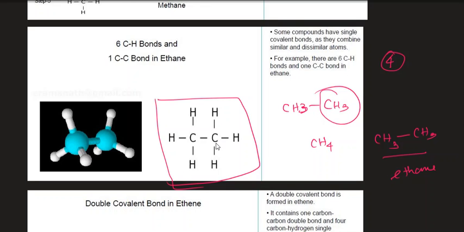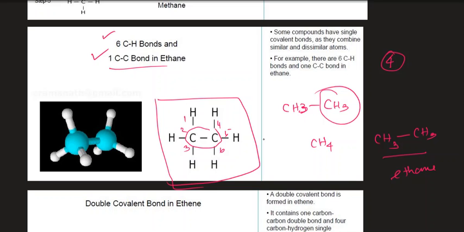Now can you identify the type of covalent bond? There are 6 C-H bonds here, is it not? 1, 2, 3, 4, 5, 6. And there is one C-C bond. So this is different, the C-C bond. Likewise, we have 2 types of bonds.